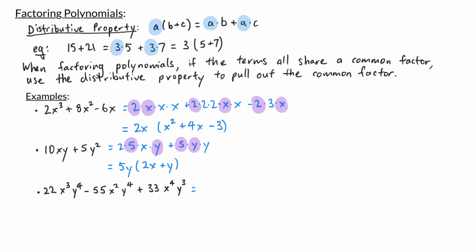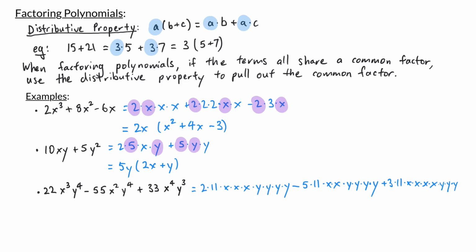The 22x cubed y to the fourth can be written as 2 times 11 times x times x times x times y times y times y times y. I have 3 factors of x and 4 factors of y. The second term, minus 55x squared y to the fourth, can be written as 5 times 11 times x, and then times 4 factors of y. And then lastly, 33x to the fourth y cubed can be written as 3 times 11 times x times x times x times x, and then 3 factors of y, times y times y times y.